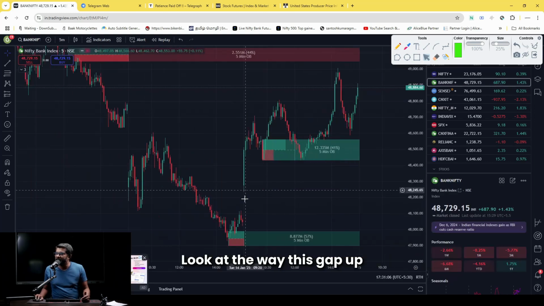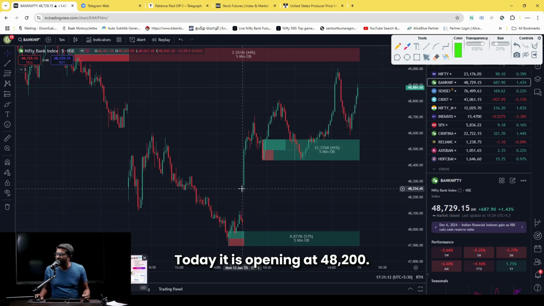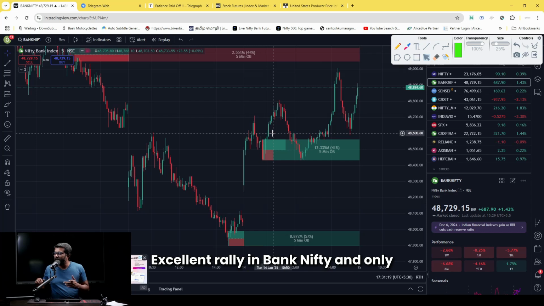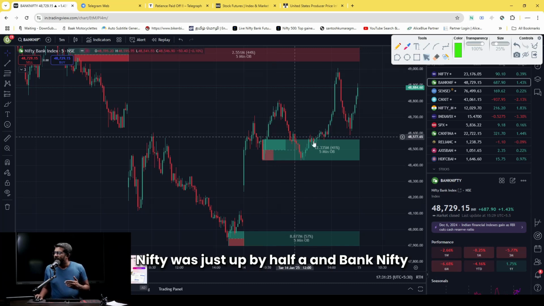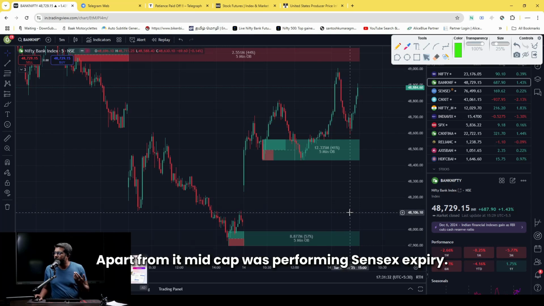And Banknifty was skyrocketing today no matter what happened. Look at the way this gap up of yesterday closed at around 48,000. Today it is opening at 48,200. Then from there, around a 1,000 points rally, an excellent rally in Banknifty. The only thing not performing was Nifty, which was just up by 0.5%. In Banknifty, only the IT index was not performing, and apart from IT, midcap was performing.